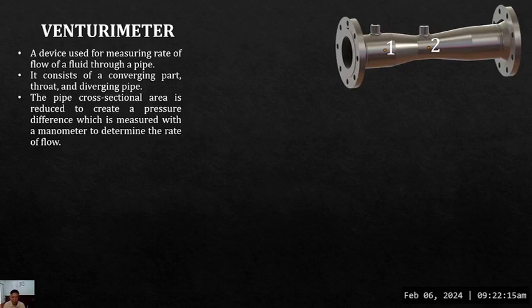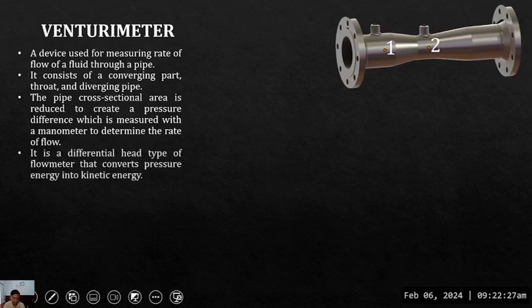Pagkatapos, yung value ng pressure difference, plug in natin sa Bernoulli energy equation. So, masasolve na natin yung velocities ng point 1 at saka ng point 2. So, it is a differential head type of flow meter that converts pressure energy into kinetic energy. So baliktad siya sa pitot tube. Convert niya yung kinetic to potential. Yung Venturi meter naman is the exact opposite.